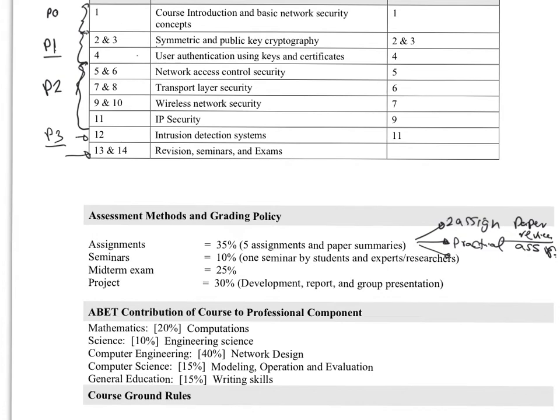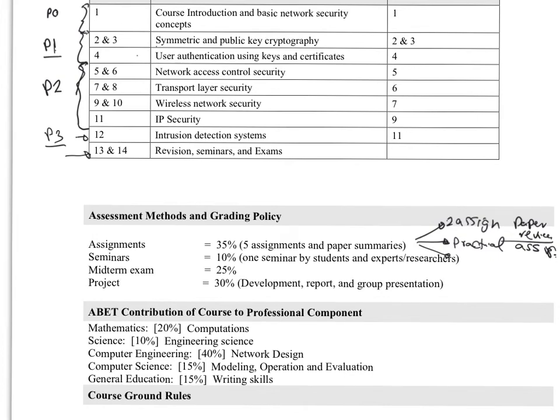Any problems with that? Hamad, do you have any problem if we start at four? Yeah, so 4 is okay for you. Okay, but it's hard for some people. 4:30 is okay. 4:30 would be a good workaround. A good middle ground, huh? 4:30 is okay. Okay.